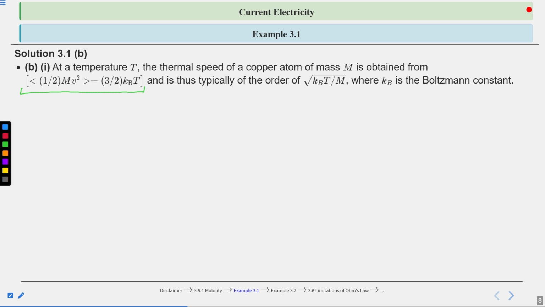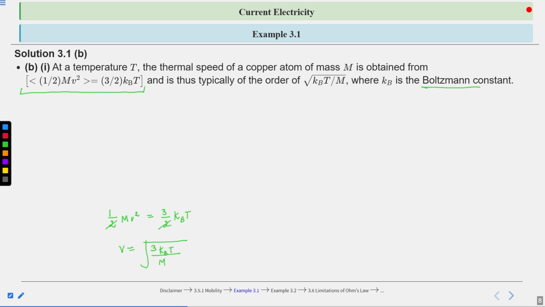So this is shown, and the thermal speed is typically of the order of root kBT upon m, where kB is the Boltzmann constant. What is this order? After solving, half m v square, average value, equals 3/2 kBT. The 2 and 2 cancel out, and v will be root 3 kBT by m. But they are saying of the order of.